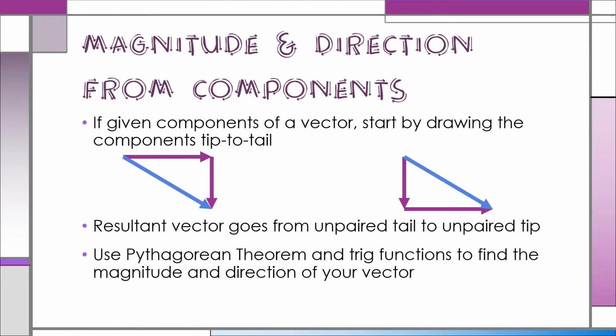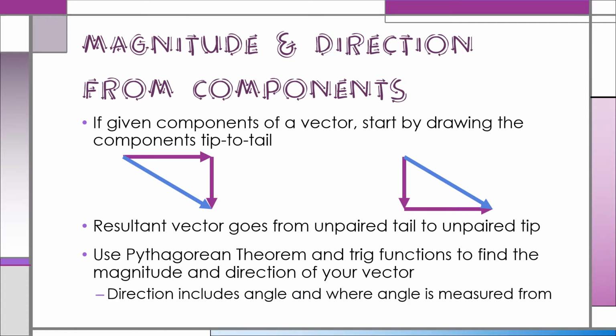Then to be able to find the magnitude and direction of that blue vector, that resultant vector, we're going to use the Pythagorean theorem, and we'll use some trig functions to find its magnitude and its direction. Pythagorean theorem, of course, works because the x and y components are at a right angle to each other. And when we say trig functions, we're typically using the inverse tangent function to find an angle in there. One thing that's really important to note is that when we say we're finding the direction, it's going to include an angle, but it's also going to depend on where that angle is measured from.